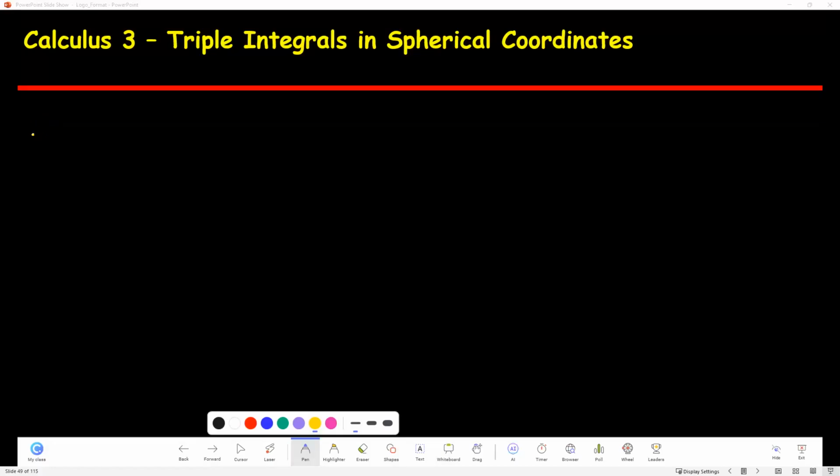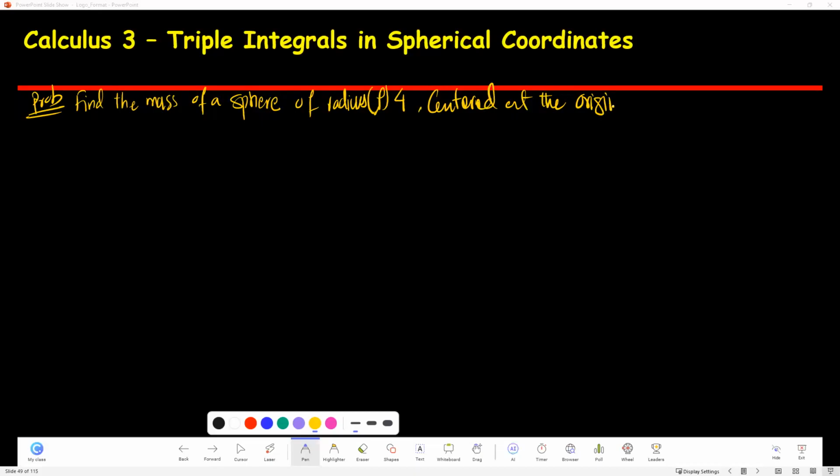Find the mass of a sphere of radius 4, centered at the origin, with the density function f of rho, phi, theta equals 5 minus 1.